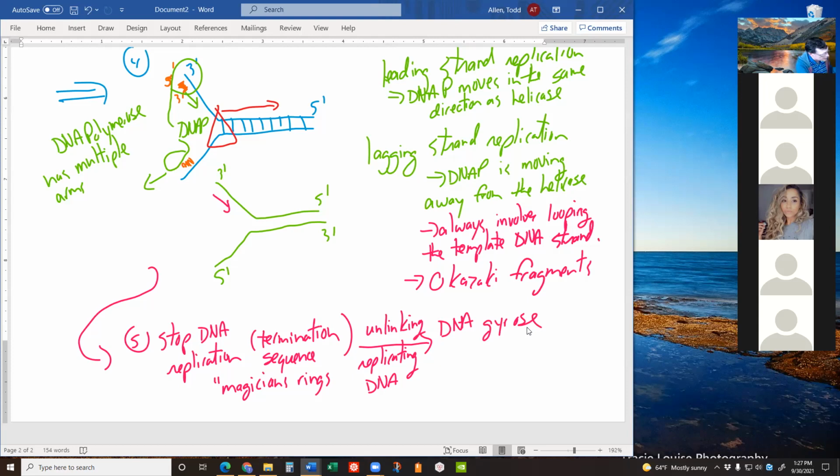Okay, DNA gyrase is an enzyme listed in table 8.1. And it says DNA gyrase relaxes the supercoiling ahead of the replication fork. Don't worry about what supercoiling is. I can tell you, but I'm not going to test you on it. DNA gyrase is the enzyme that's going to unlink the magician's rings. It's going to unlink the two copies of DNA at this point, and now we have two circular chromosomes.